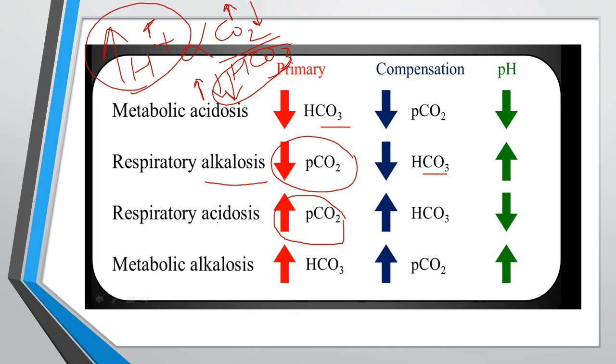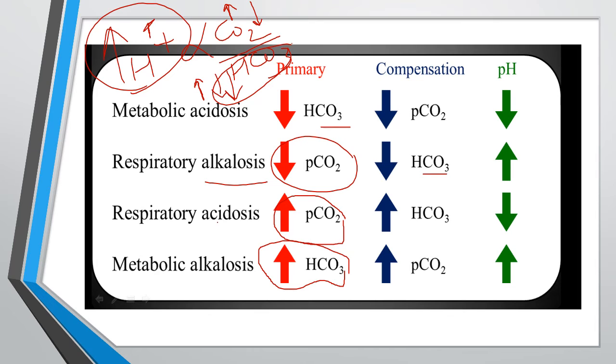Okay, the last one is metabolic alkalosis. So the primary change here is an increase in the bicarbonate. If bicarbonate increases, what will happen to H plus? H plus decreases. H plus decreases means pH increases.